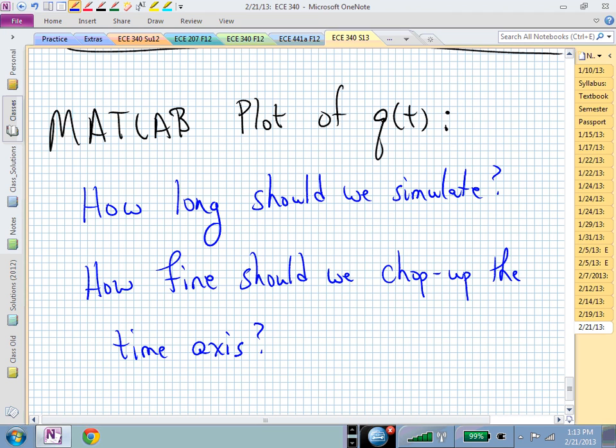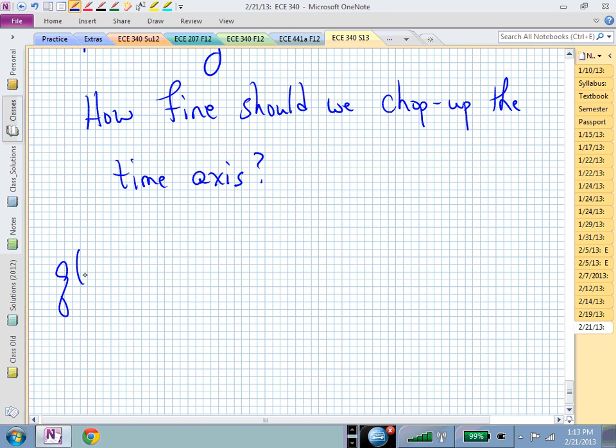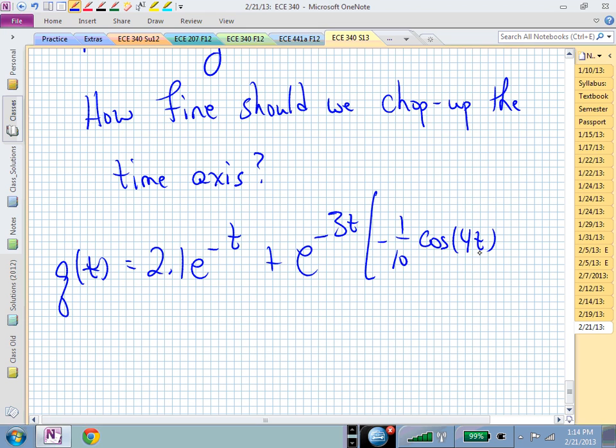What do we have? We actually have, here is our expression. Q of t is now 2.1 e to the minus t. I've combined those first two. I had a 2 and a 1/10 plus an e to the minus 3t, and then I had a minus 1/10 cosine of 4t plus a 1/5 sine of 4t.